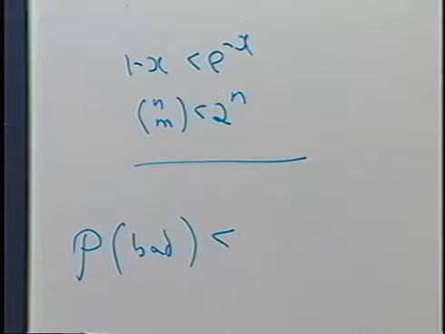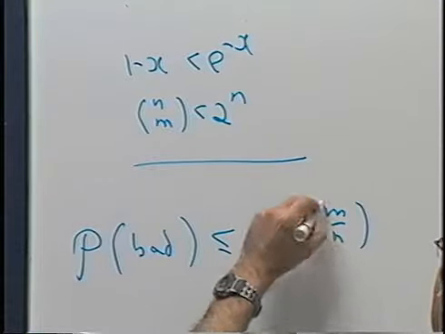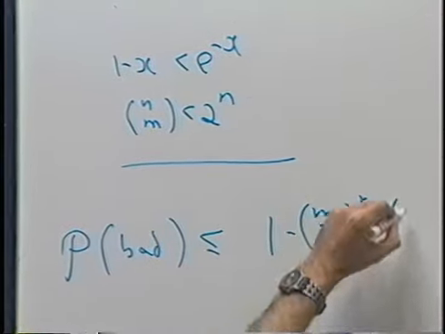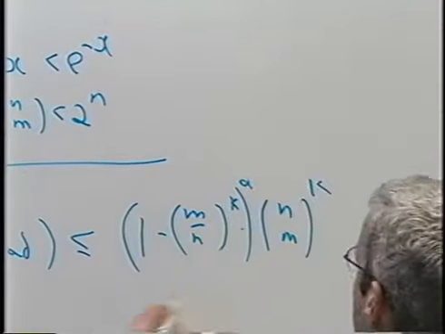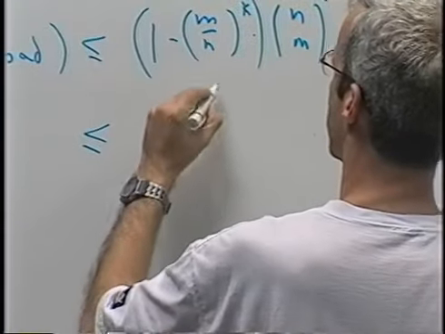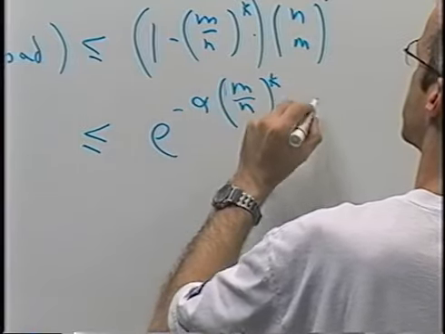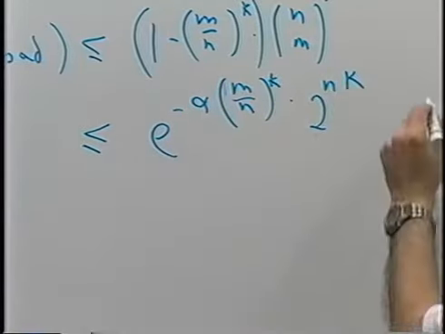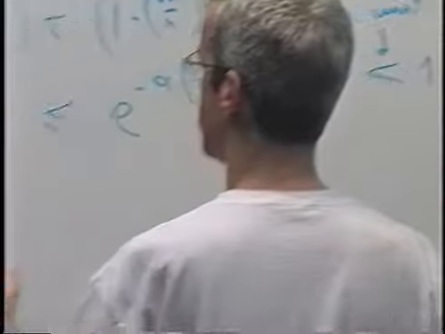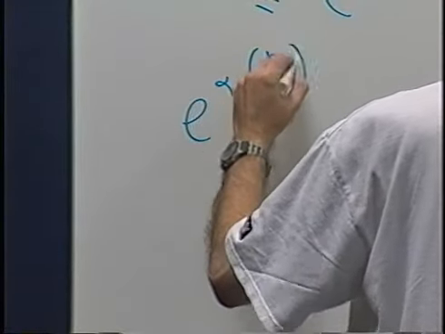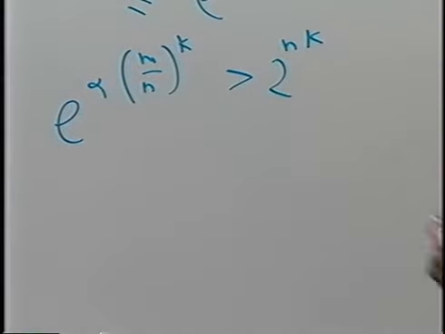Okay, so the probability of bad is less than or equal to, I'll just rewrite it, (1 minus m over n) raised to the power k, times n choose m raised to the power k, which is going to be less than or equal to e to the minus alpha, I'm using this one now, (m over n) raised to the power k times 2 to the nk. And we want this less than 1. So therefore, we want e to the alpha (m over n) to the k bigger than 2 to the nk.